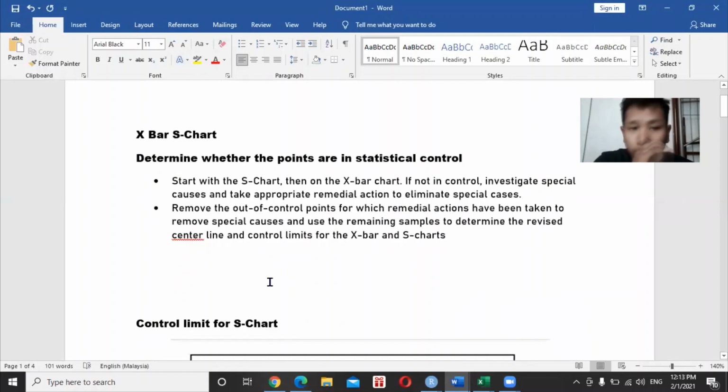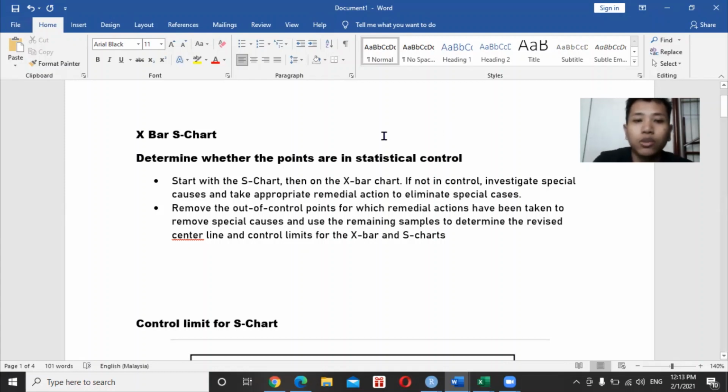Okay, so first what we need to take note of is this. Determine whether the points are in statistical control. Before you do anything, you have to start with the S chart, then you can go to the S bar chart. First, you need to make sure that the S chart is in control, and then you can go to the S bar chart. If not in control, then you have to investigate the special causes and take appropriate remedial action to eliminate the special causes.